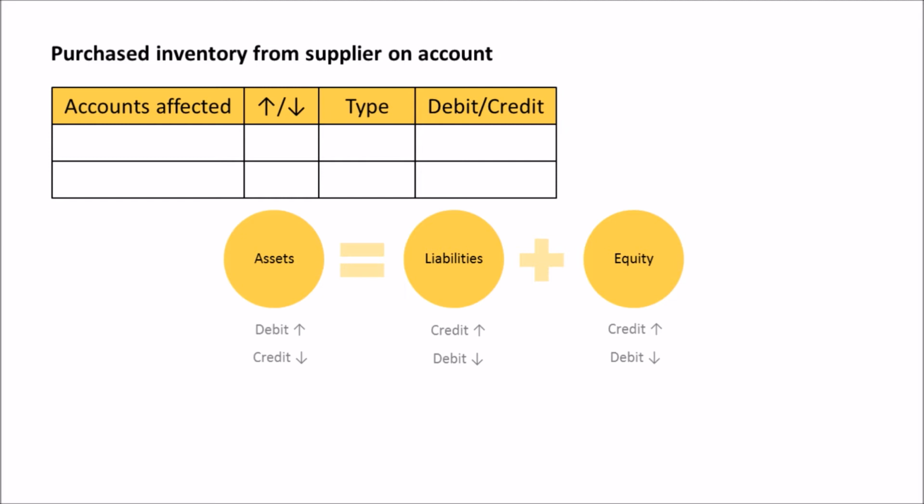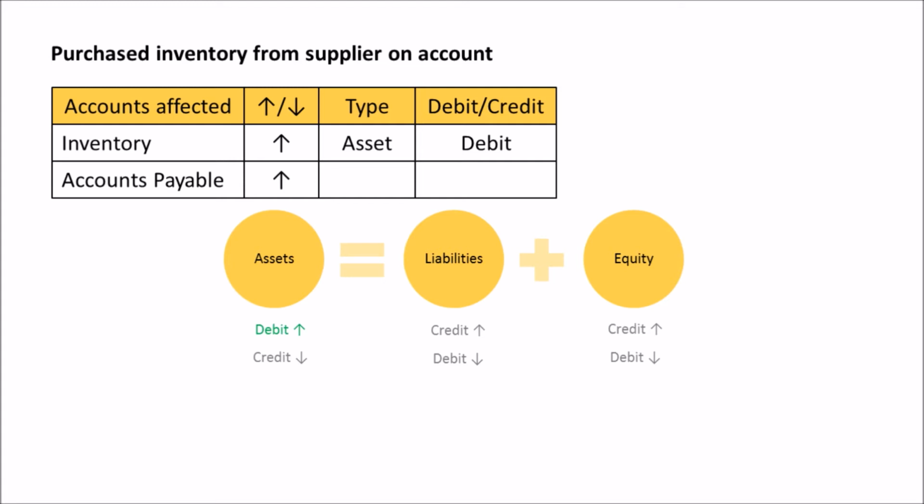I believe it is quite clear that inventories will increase. Inventory is an asset because it will subsequently be sold, generating economic benefits. An increase in asset is a debit entry. The other account that will increase is called accounts payable. It represents the amount of money you owe your supplier for inventories purchased on account.